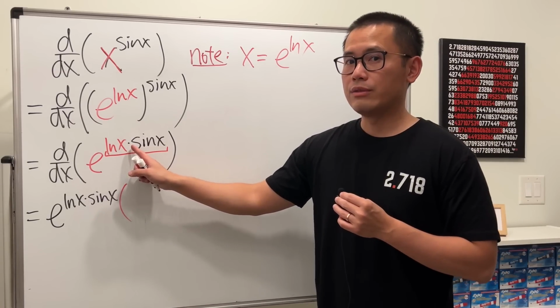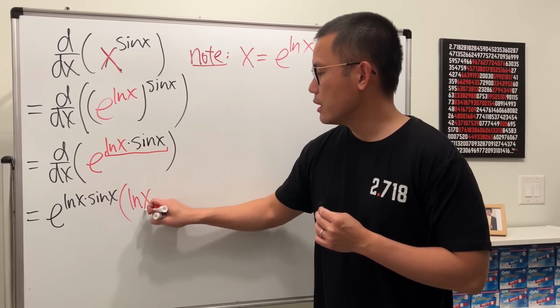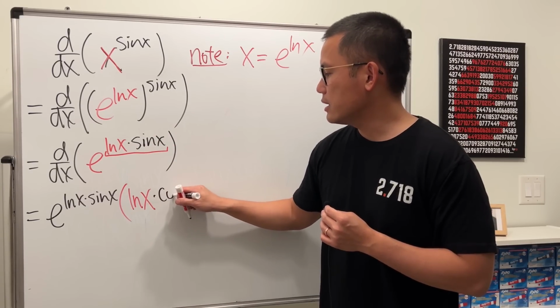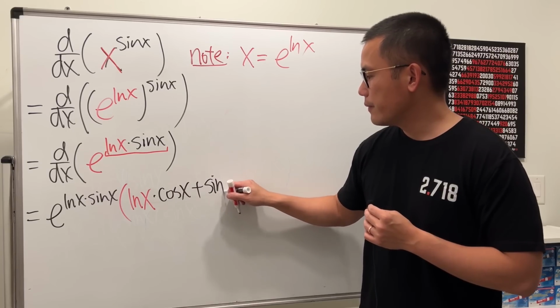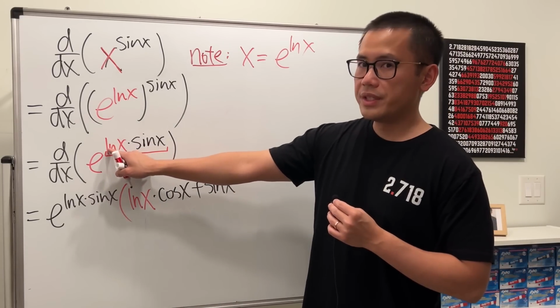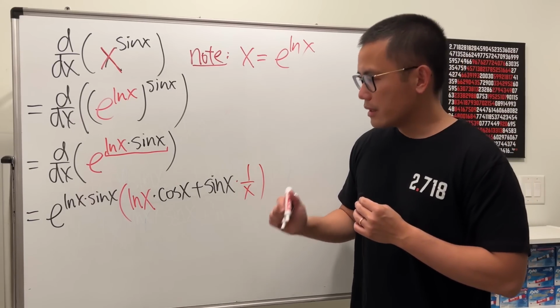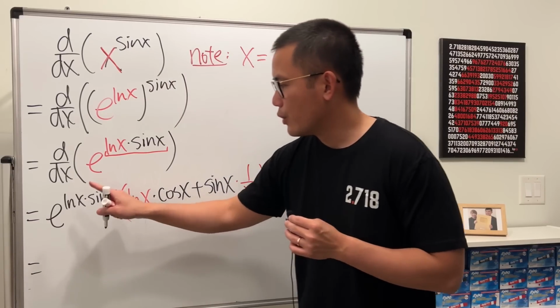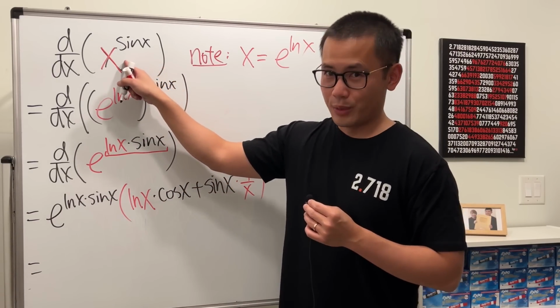Here though, we will have to do the product rule. I'm going to keep the first function, and then we multiply by the derivative of the second, and then we add the second function times the derivative of the first, which is 1 over x. Just like this. Now, have a look. What's this? Which is just that. Which is just this. Which is just the original, right?